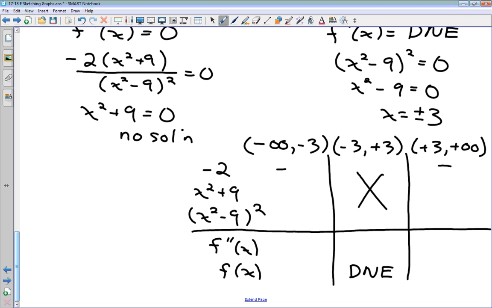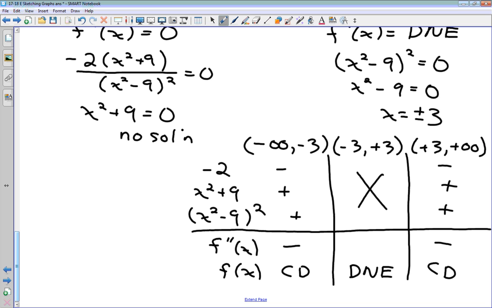-2 is going to be negative everywhere. x squared plus 9 is going to be positive everywhere. And x squared minus 9 all squared is going to be positive everywhere because we're squaring everything. So our second derivative is always going to be negative. Our curve is always going to be concave down.